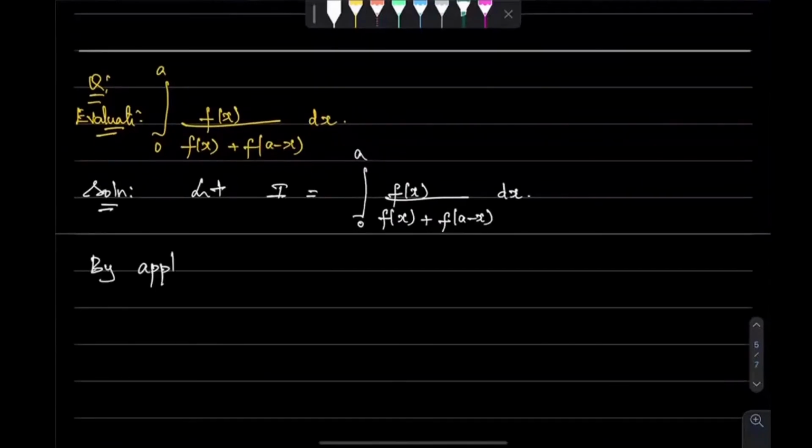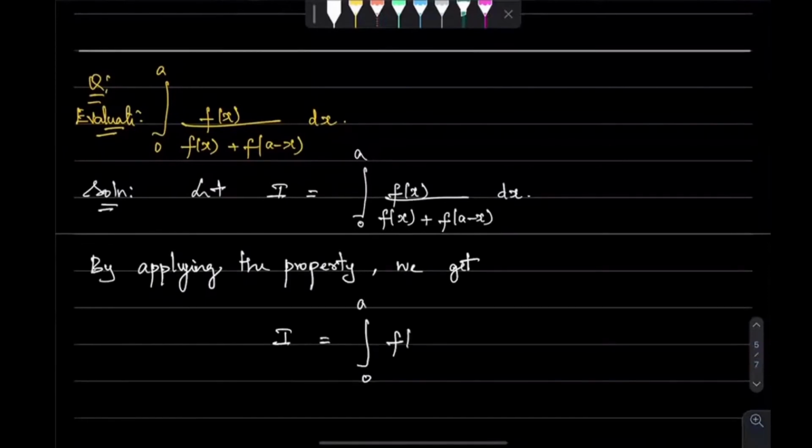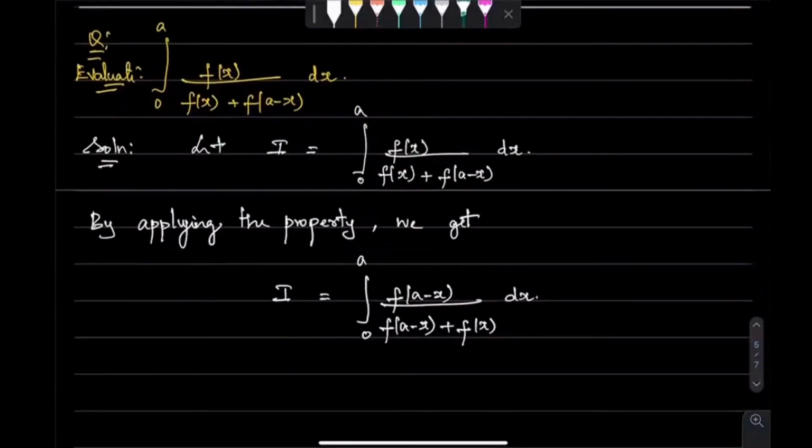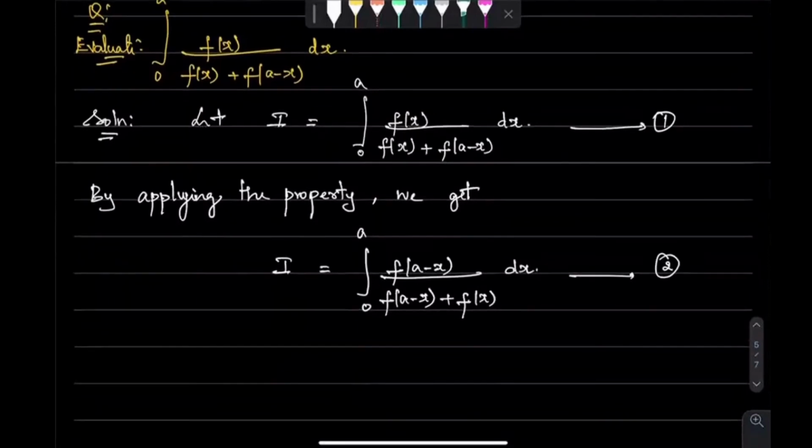by applying the property, we get I is equal to integral 0 to a of f of a minus x divided by f of a minus x plus f of x, right? Yes, sir. dx. Everybody got the same? So I'm taking this as the first equation, and this I'll take as the second equation. I'm going to add 1 and 2. What do I get if I add 1 and 2?